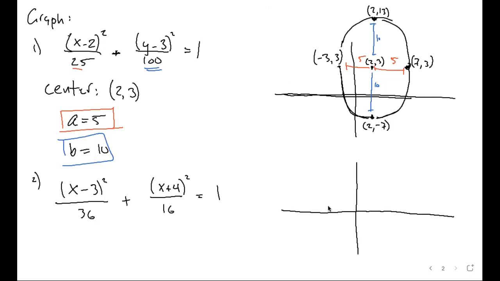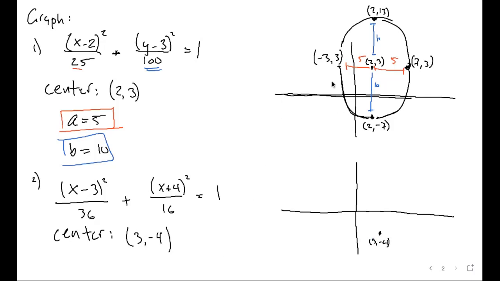Okay, so hopefully we're able to get it. What's the center? 3 comma minus 4. Good. So let's draw that. 3 comma minus 4. So 3 stays out here, minus 4. All right. There you go. 3 comma minus 4. All right, fine.